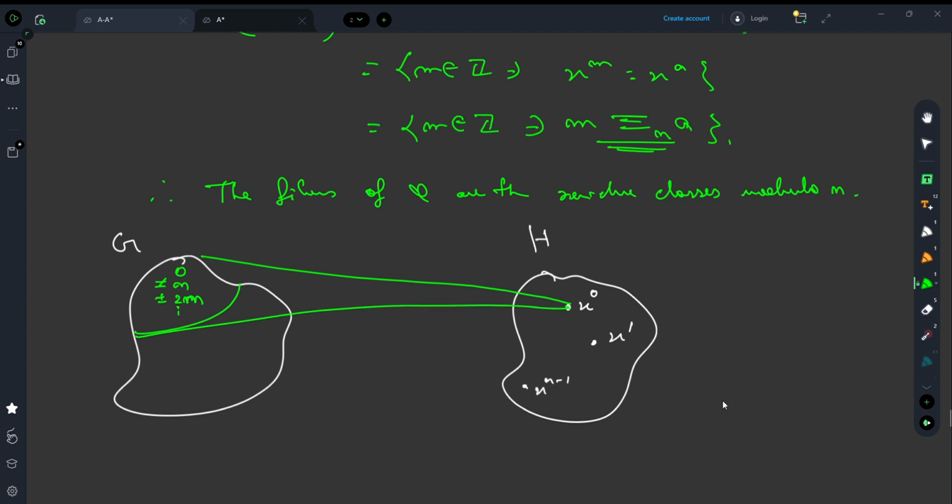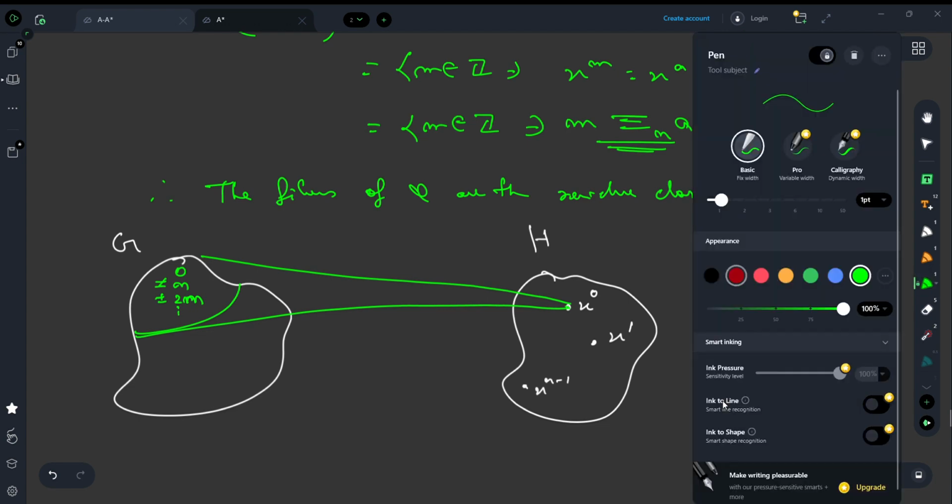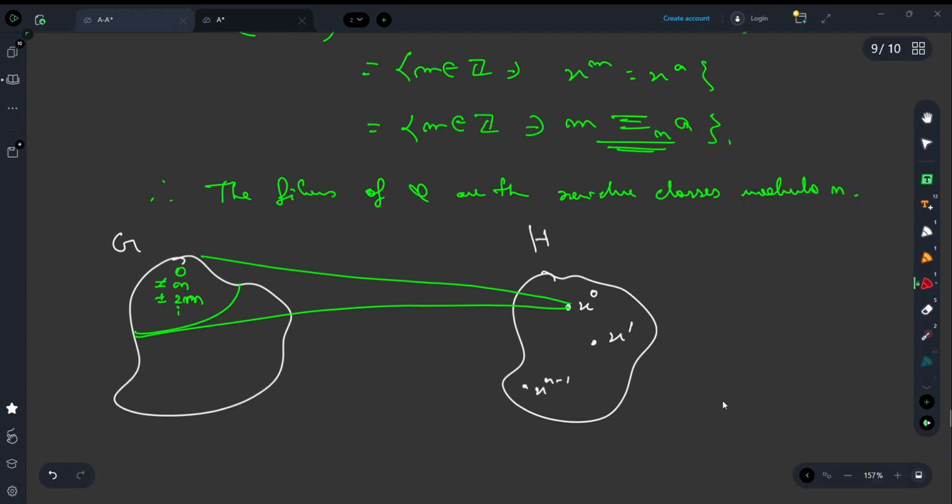Getting my point? What are the elements which get mapped to x to the power 1? Those are the elements which are congruent to 1 modulo n. Those are the elements of the form 1 plus minus n, 1 plus minus 2n, and so on. Not plus minus 1, I'm very sorry for using that term.